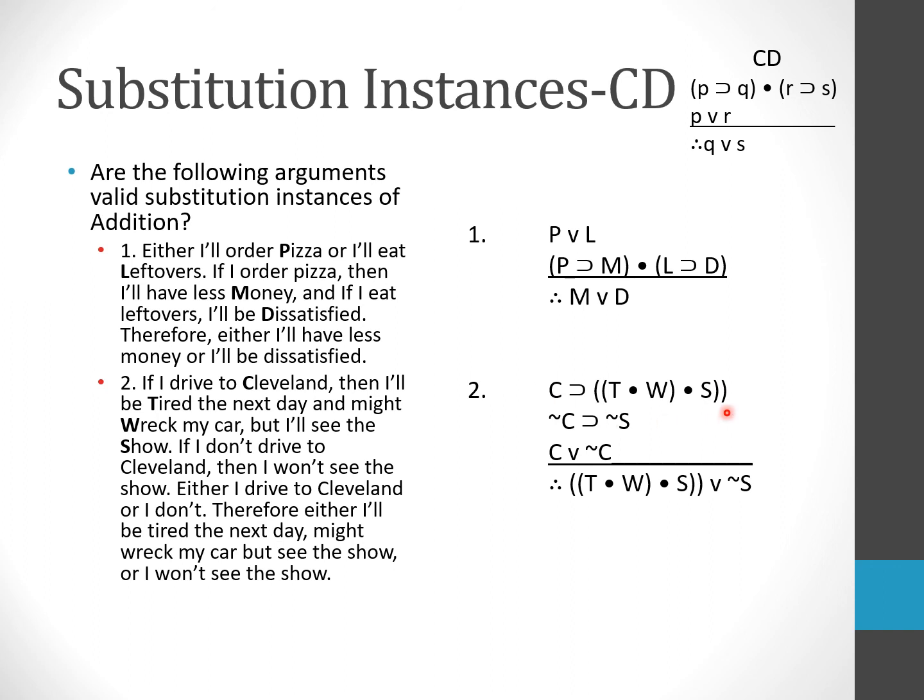And here I use the alternative form of CD. But we have a conditional, we have another conditional, and then we have a disjunction where the antecedents of both conditionals are the disjuncts. So this is what happens if I go to Cleveland. This is what happens if I don't go to Cleveland. And we have it established that I'll either go to Cleveland or I won't go to Cleveland. Well, via CD, based on this disjunction and based on these consequences, I can create a disjunction of only the consequences.